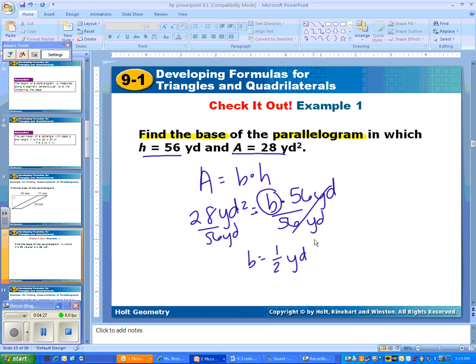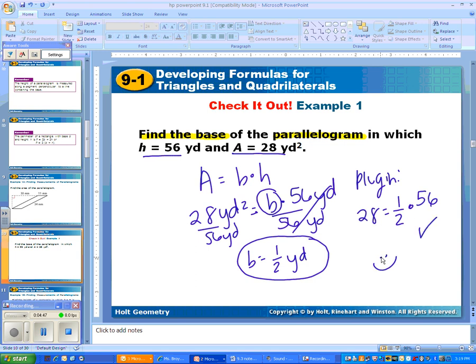Sometimes people see decimals or fractions and they freak out because they think that's the wrong answer. To check your work, go ahead and plug it back in. We know that the area is 28. We said that we think the base is 1/2, and we know the height is 56. Is half of 56 28? Yes, it is. So we got this question correct.